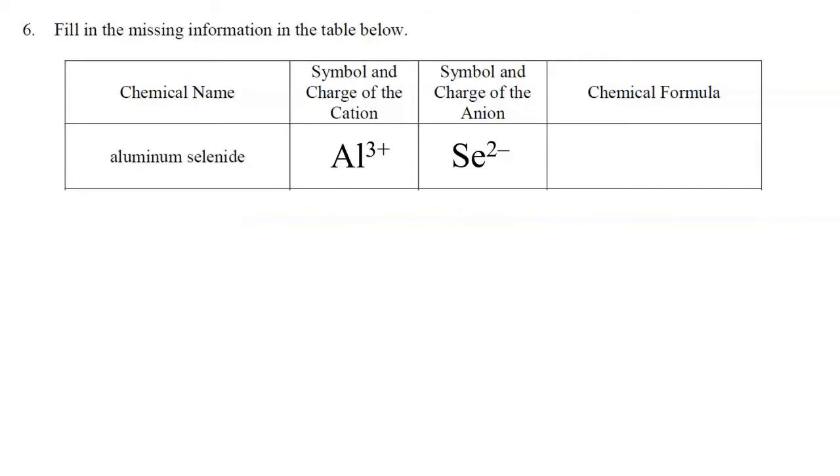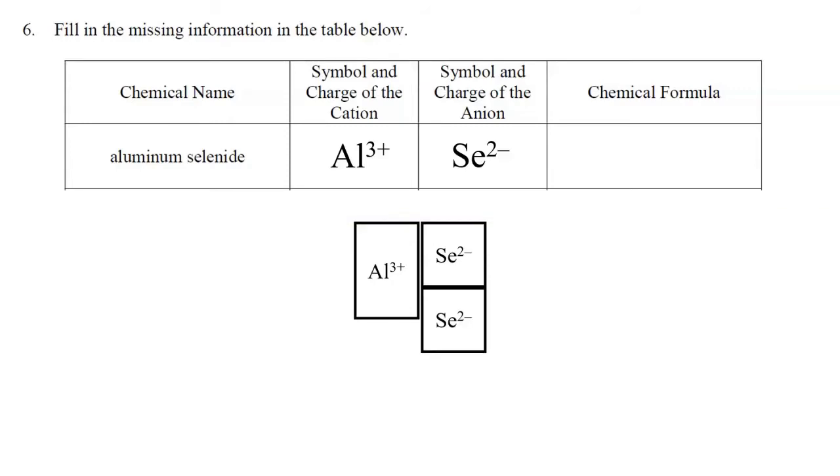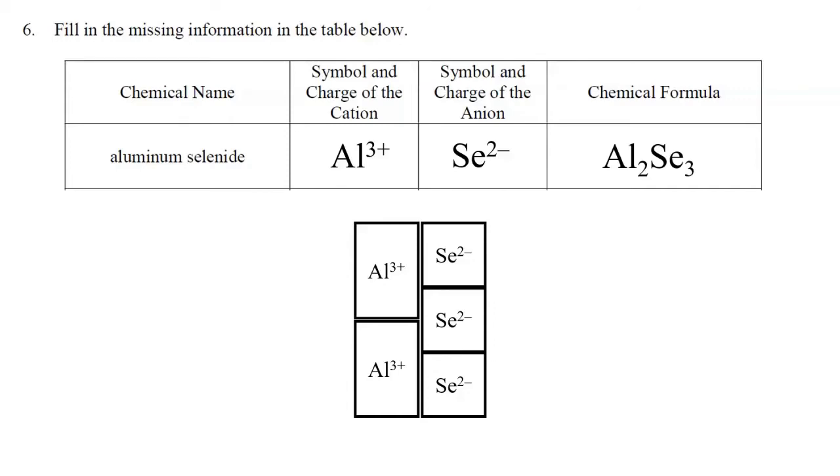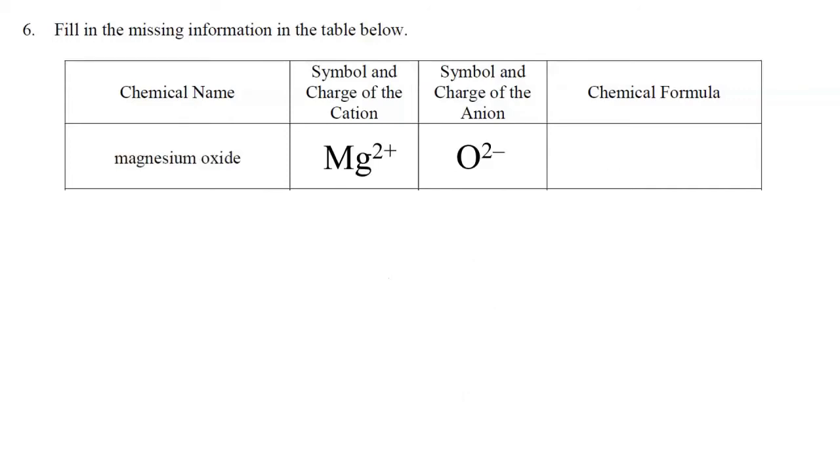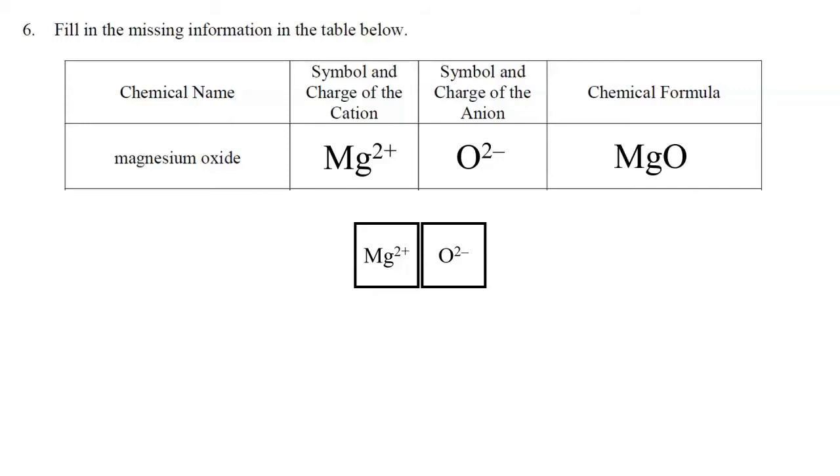Starting with aluminum selenide, if I have a +3 and a -2, then the only way to get the charges to equal 0 is I need 2 aluminum ions for a total charge of +6, and 3 selenium ions for a total charge of -6. So the correct formula is Al2Se3. Our next example is magnesium oxide, and since the magnitude of the charge on magnesium and oxygen is actually the same, the +2 and the -2, the total charge is 0, so the formula is simply MgO.